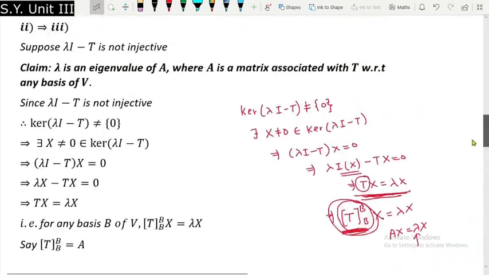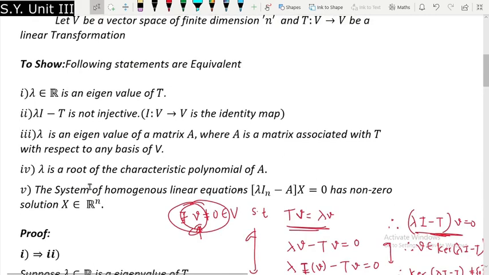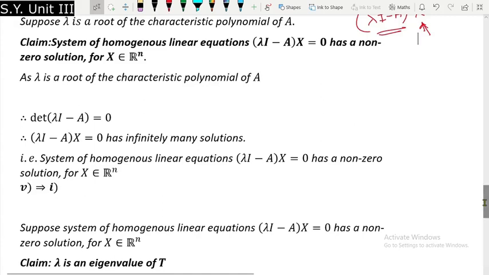Now we are going to go for the next part. So now I am going to assume that lambda is a root of the characteristic polynomial of A, and we are going to prove that the system of linear equations (lambda I minus A) x equal to 0 has a non-zero solution. Now we will assume that the system of homogeneous linear equations (lambda I minus A) x equal to 0 has a non-zero solution, and we are going to prove that lambda is the eigenvalue of T.